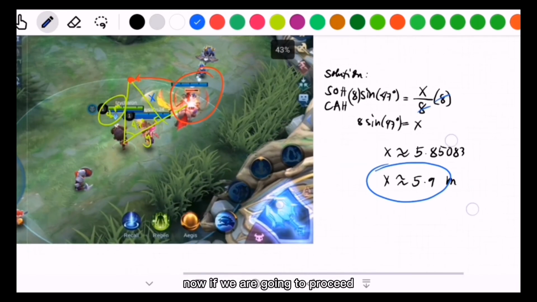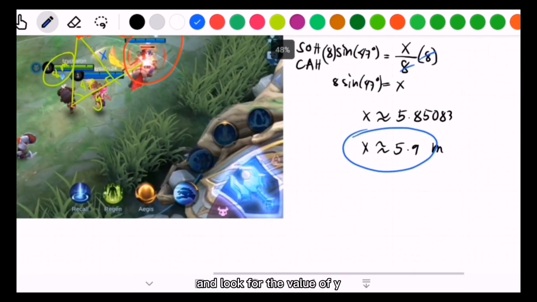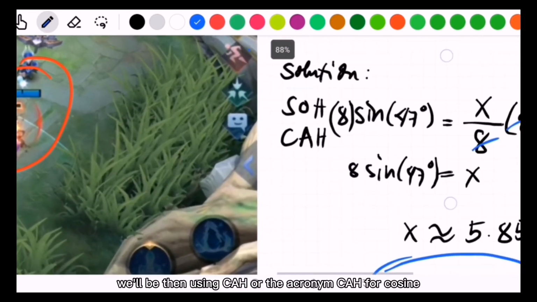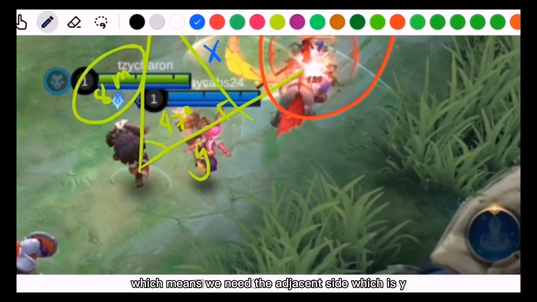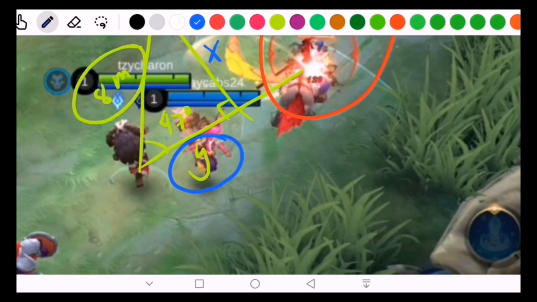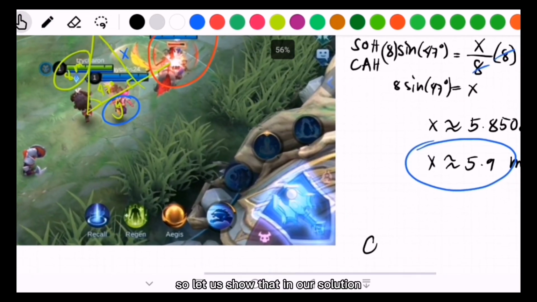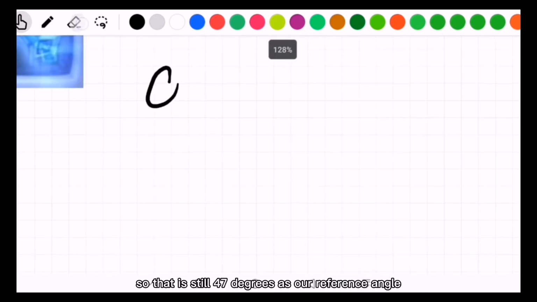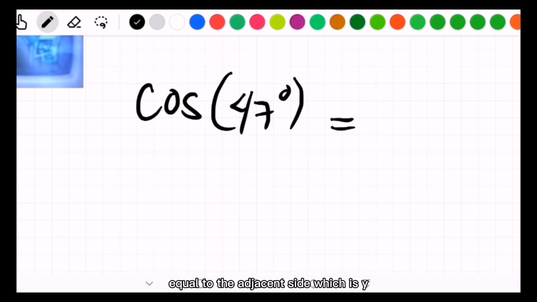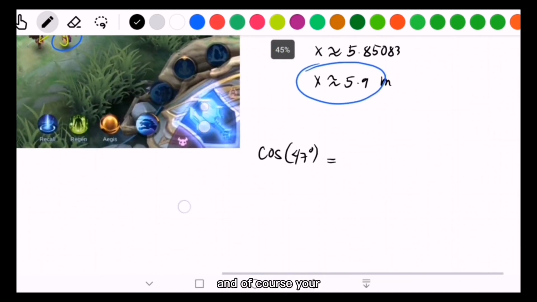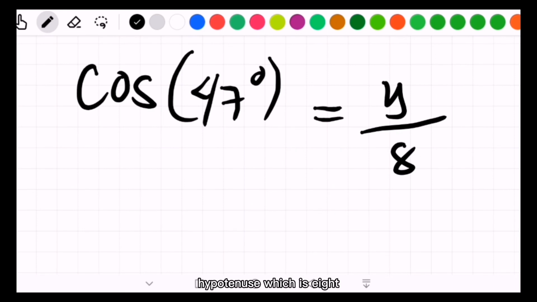Now, if we are going to proceed and look for the value of y, we'll then be using CAH, the acronym for cosine, which means we need the adjacent side, which is y, together with the hypotenuse, which is 8. So let us show that in our solution. That is still 47 degrees as our reference angle. So basically that is cosine of 47 degrees is equal to the adjacent side, which is y, and of course your hypotenuse, which is 8.